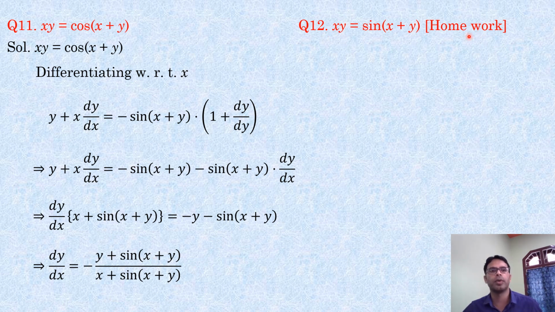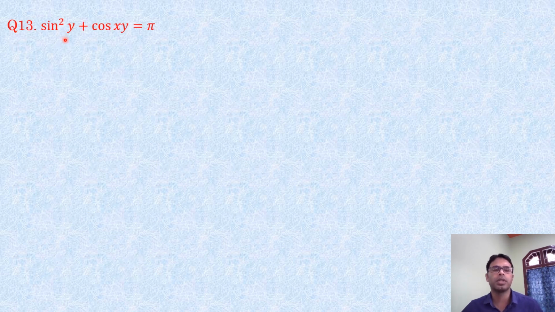This question is homework for you, exactly similar to the previous question. Here only sin is there, the sin function's derivative is cos, and everything else will be the same as in this problem. Okay, this is another question: sin squared y plus cos xy is equal to pi.